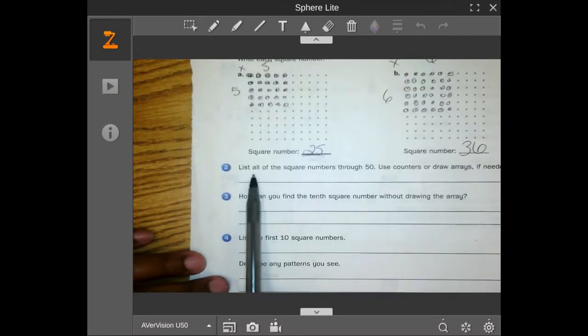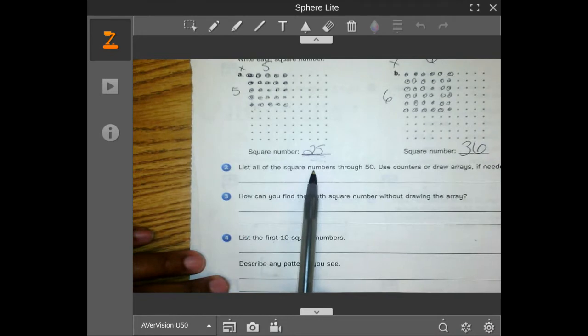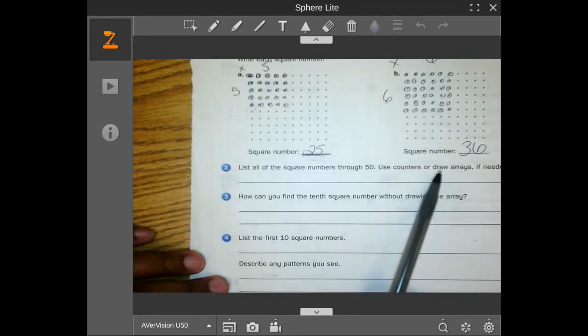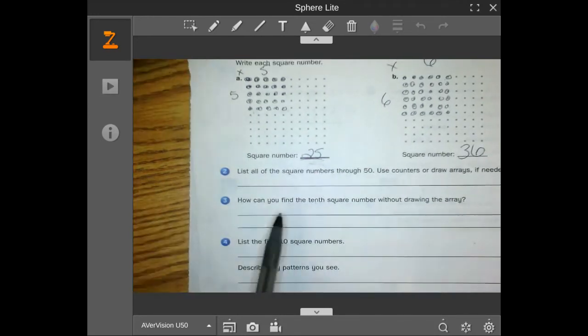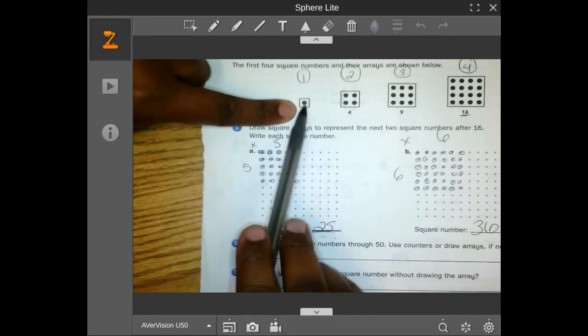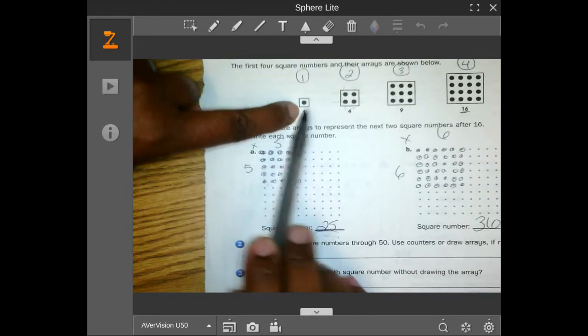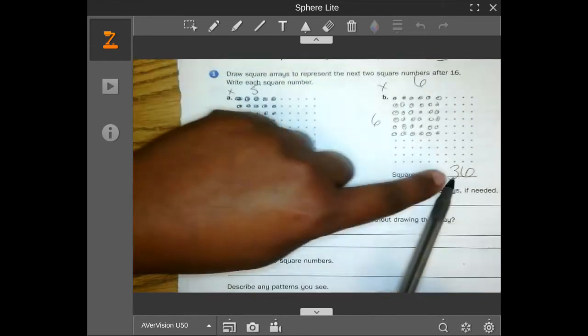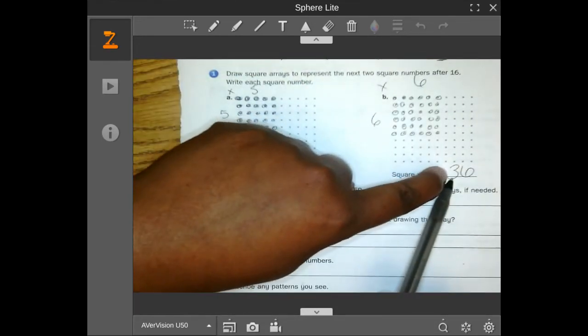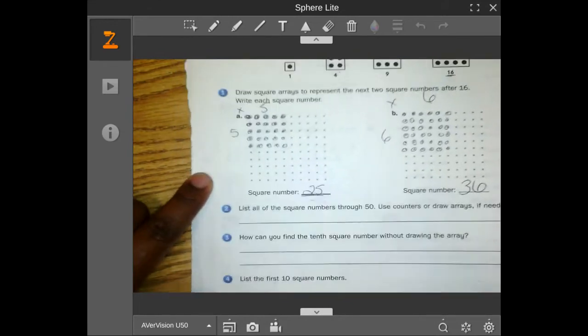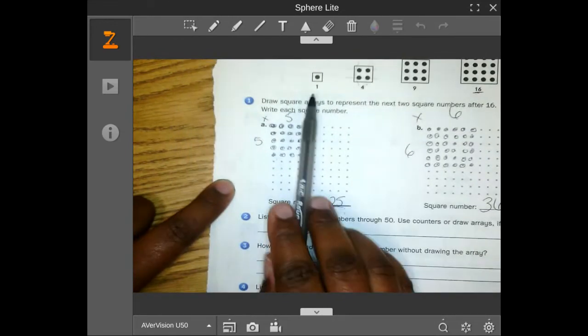My next question asks me to list all of the square numbers through 50. We're not going to use counters. We're going to draw arrays if needed. The great thing is I already started at number 1. Remember that? We started at number 1. What number are we stopping at? 50. Is 36 pretty close? Yeah, we're almost there. So far, let's start with 1 through 36. What are my square numbers?